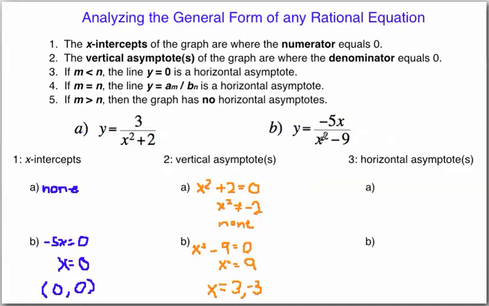That just means that for both of these, since m is less than n, y equals 0 is going to be the horizontal asymptote. You don't have to do anything special with it; you just say that y equals 0 is the horizontal asymptote. There are no calculations that you have to do when m is less than n. And that's it.